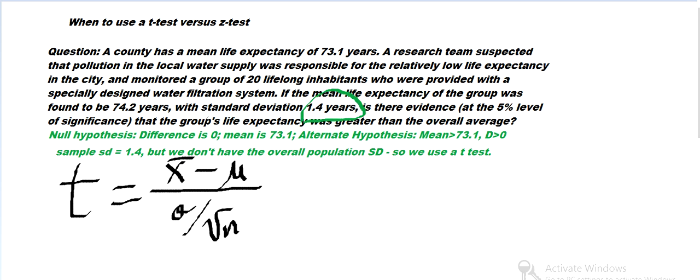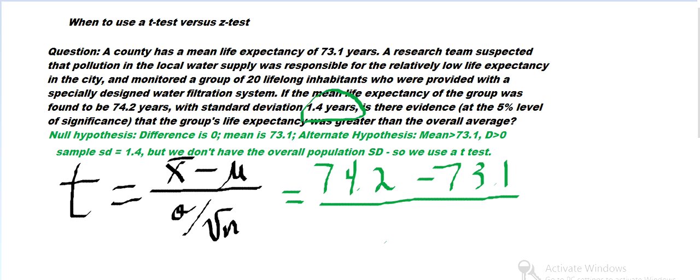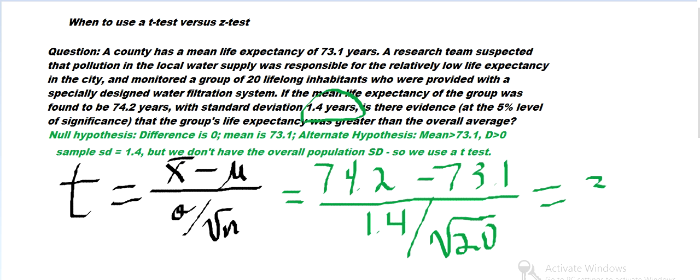So we plug in, we've got the sample mean is 74.2, and the hypothesis mean is 73.1, and then the sample standard deviation 1.4 over the square root of the group size, so square root of 20, and we'll pop that in the calculator. So we pop that in the calculator, I'm getting 3.51. So we should be careful to group these on the top and the bottom.